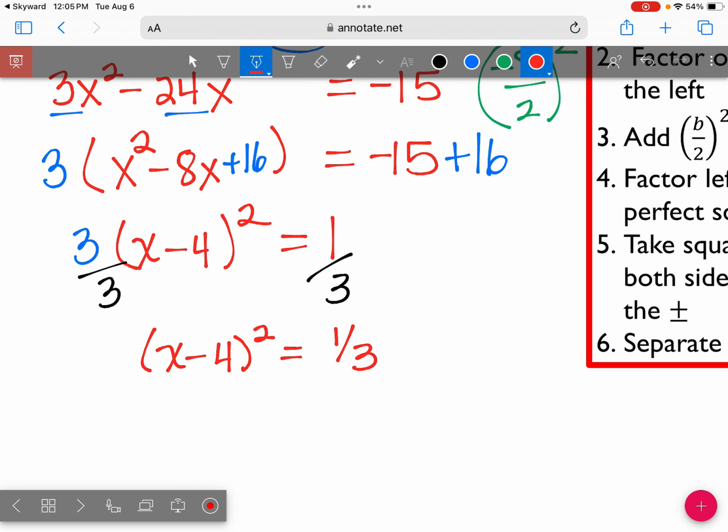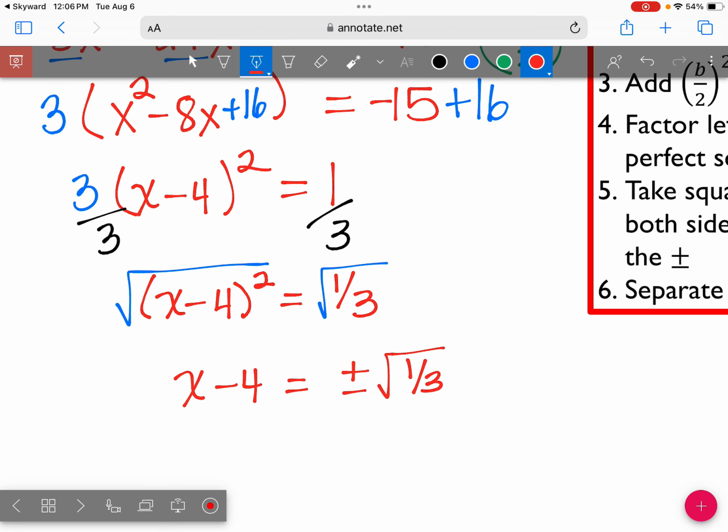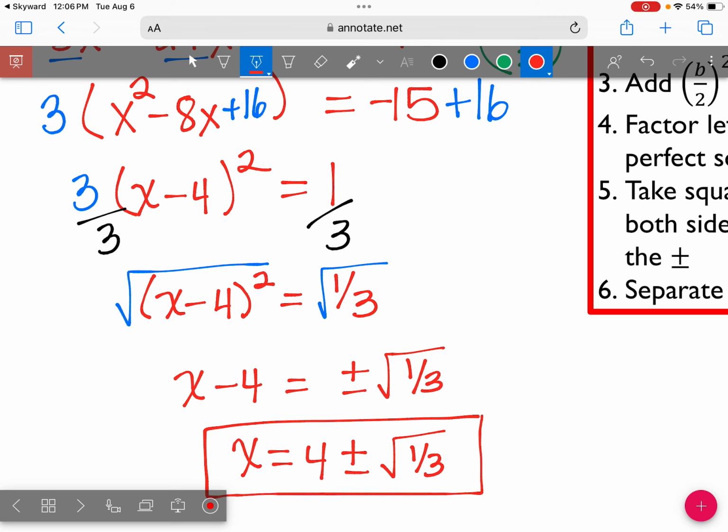And now we're going to take the square root of both sides. So then that would be x minus 4 equals plus or minus the square root of 1/3. And then I'm going to add that 4. Now, truly, and I'm not going to get that deep, I would want you to rationalize that fraction, but we're not going to even go there for right now. It's too early in the semester to add that in. I would be perfectly fine with that answer.